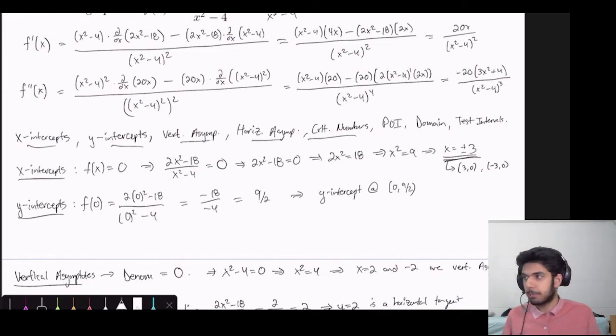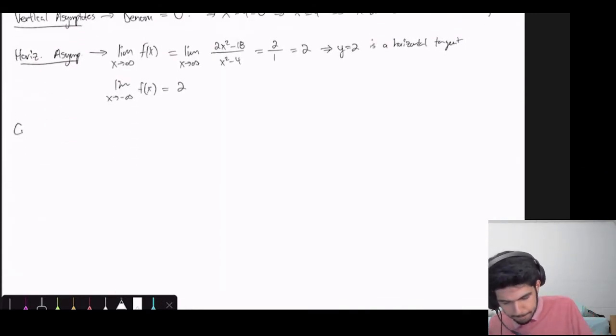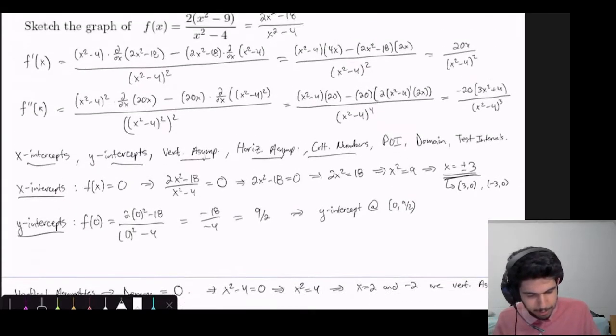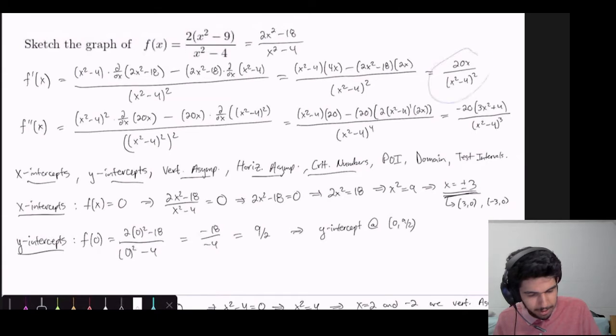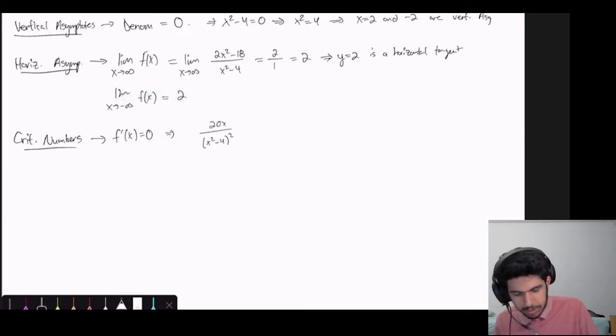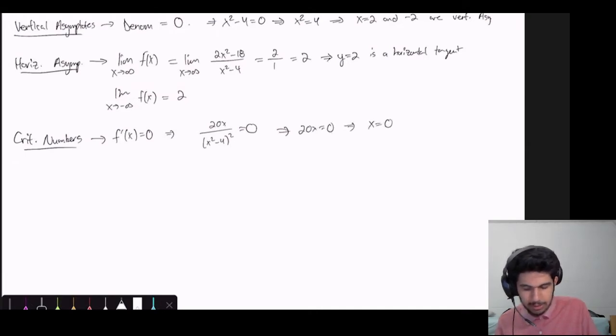Now we need to do critical numbers. For this, we want f prime of x to equal 0. So what is f prime of x? Let me just copy it. We've already solved for it here. Copy, paste. We want this to equal 0. So really, we want the numerator to equal 0. So we want 20x to equal 0, and that only occurs when x equals 0. Cool.